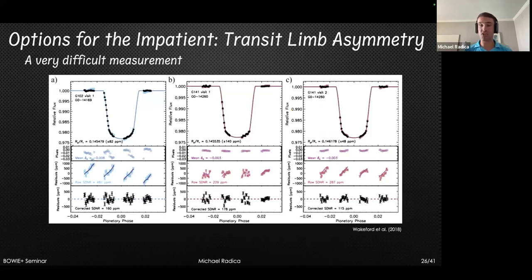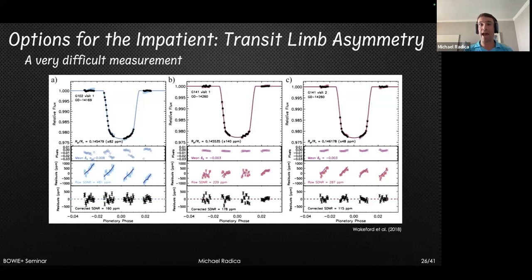Let's take a look at some of the best things that HST can do. This is from some of Hannah's work a few years ago, where we see HST white light curves from 3 different visits. And so not only are the residuals much bigger than we get with JWST, we also have much fewer points in transit ingress and egress, which is, again, where most of those limb asymmetry signatures are going to be imprinted.